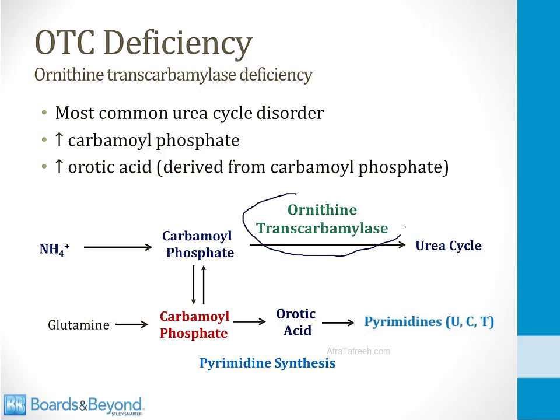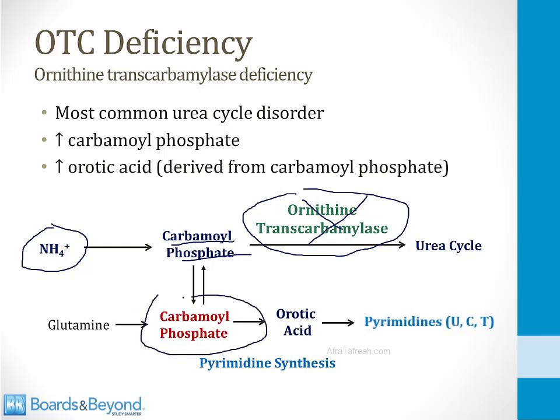Ornithine transcarbamylase is necessary to metabolize carbamoyl phosphate into the urea cycle, and ammonia is metabolized into carbamoyl phosphate. So when you have a deficiency of this enzyme, the level of ammonia will get high and the level of carbamoyl phosphate will get high. Now, carbamoyl phosphate is also an intermediate in the pyrimidine synthesis pathway, and it is metabolized to orotic acid.